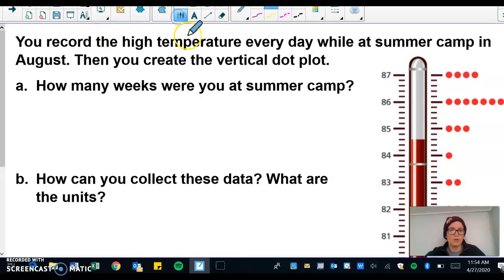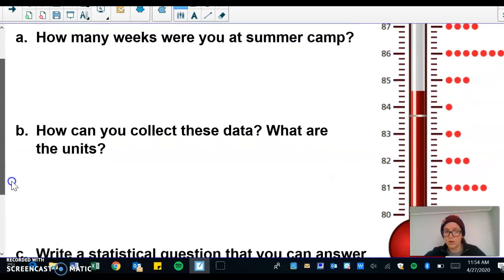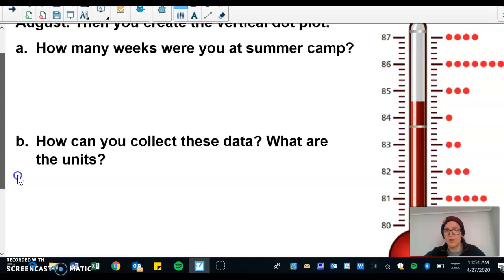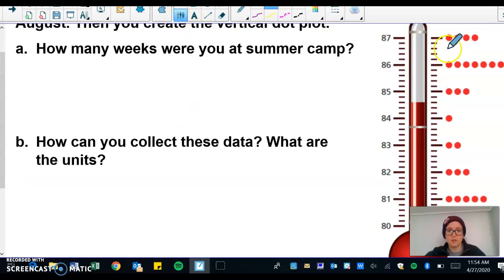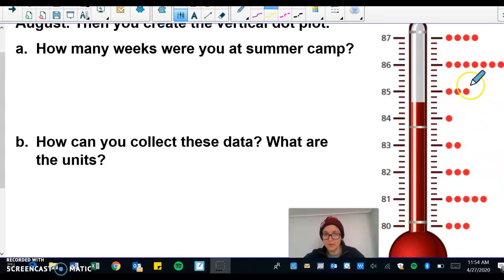Then we have, you record the high temperature every day while at summer camp in August. Then you create the vertical dot plot. So we already have this vertical dot plot created for us. Let me scroll down so you can see it. So right now we can tell, if we just look at this vertical dot plot, there are no gaps in it. It goes from 80 to 87. There's this peak right here.